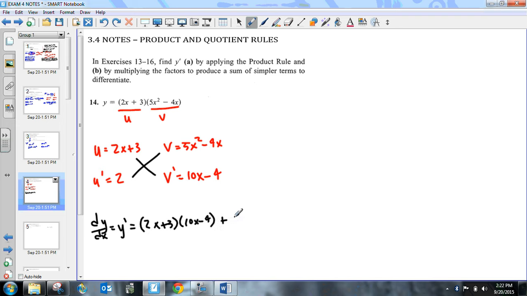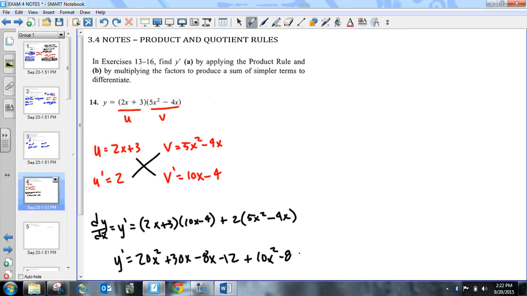And then I'm going to add that to 2 times 5x squared minus 4x. Okay, so if we simplified this, let's go ahead and simplify. I'm going to get 20x squared, and then I'm going to get plus 30x. All right, and then I'm going to get negative 8x, and then minus 12. Okay, and I'm going to distribute this 2, so then I get plus, what is that? 10x squared, and then minus 8x.